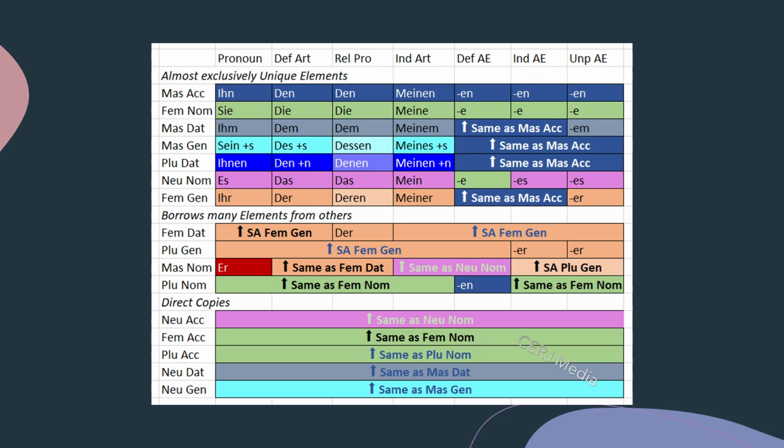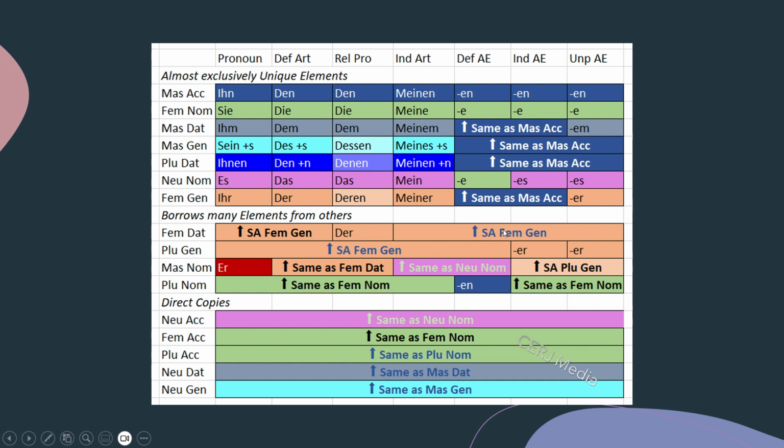And here we have the different rows of the different things. So we have almost exclusively unique elements. As you can see here, there are some elements that are copied, like the masculine dative. Some elements are copied, but it's almost exclusively unique. Then we have borrows many elements from others. So for example, the feminine dative is largely the same as the feminine genitive.